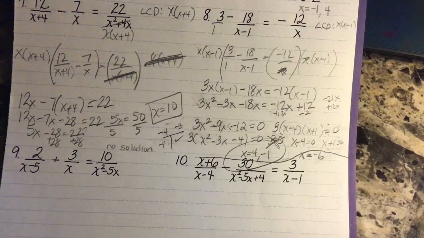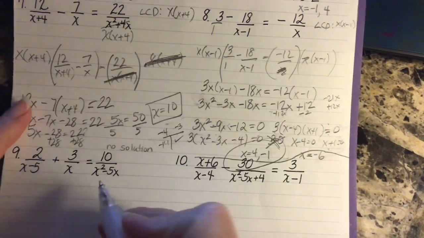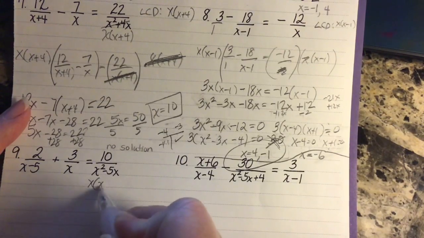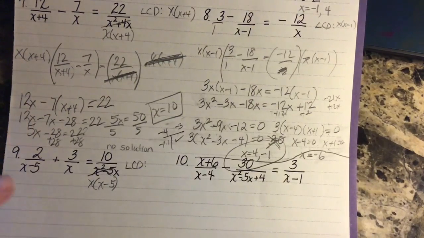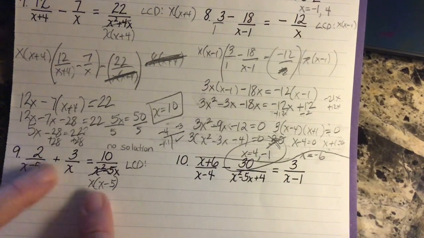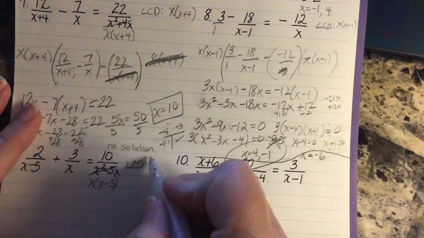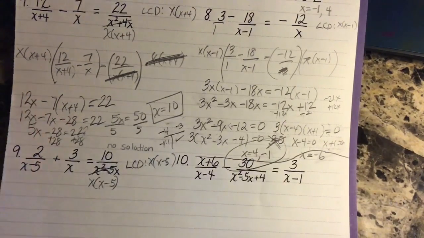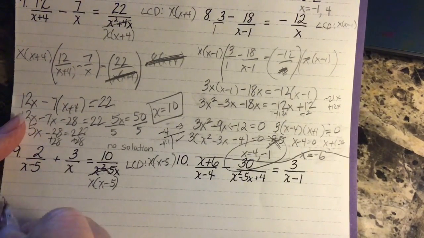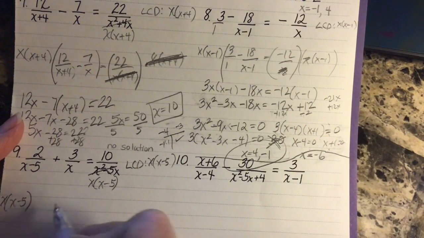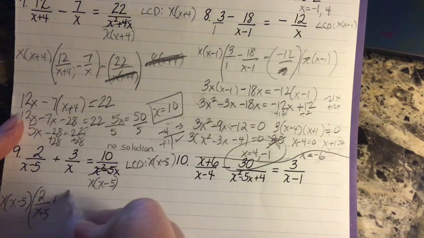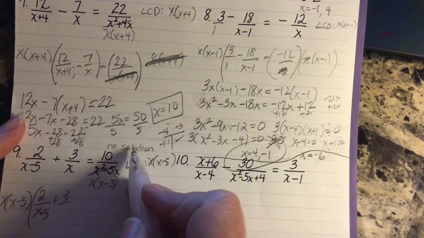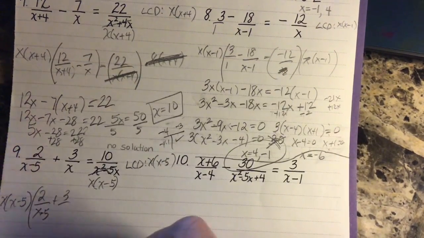I notice that I have a binomial that needs to be factored. This binomial has a greatest common factor, so I'll factor out that x. My least common denominator is going to be x times the quantity x minus 5. I am going to multiply both sides by that least common denominator. I think this one may be the one where I'll be able to talk about why we get no solution. Maybe, maybe not. We'll see.